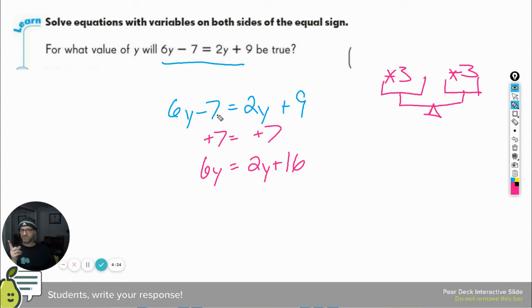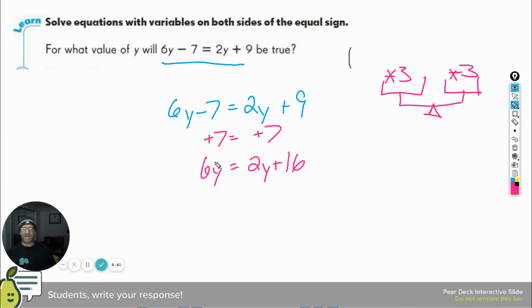Does that make sense? So if I do 6y minus 7 plus 7, I get 6y. 2y plus 9 plus 7, I get 2y plus 16. Okay. Now I got my numbers grouped, just my straight up integers, my numbers.